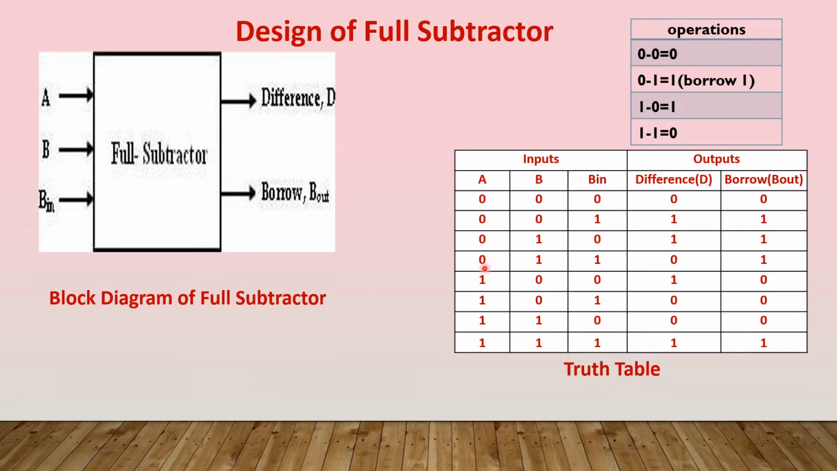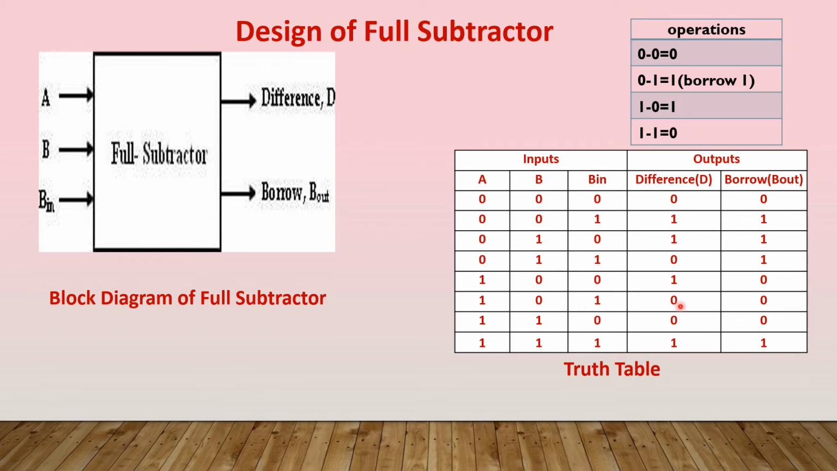Now here it is 0 minus 1, again minus 1. So here there isn't a difference, so difference is equal to 0. But there will be a borrow out, so that is equal to 1. And again it is 1, so obviously difference is equal to 1. Borrow 0. 1 minus 0, again it is nothing but 1. Again 1 minus 1 is 0.